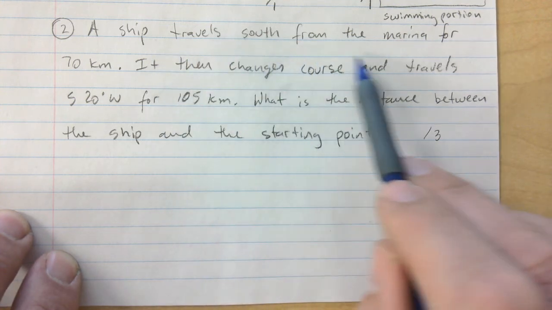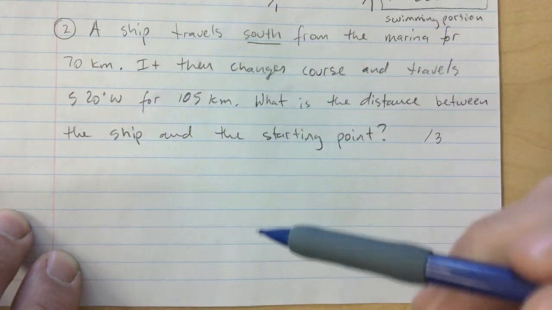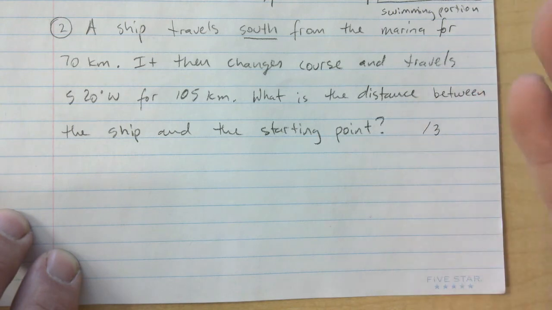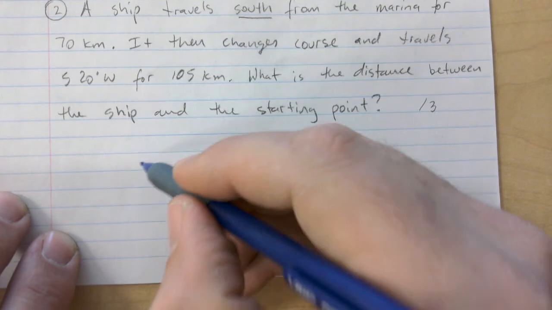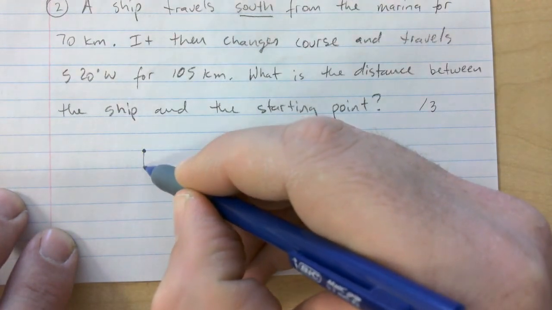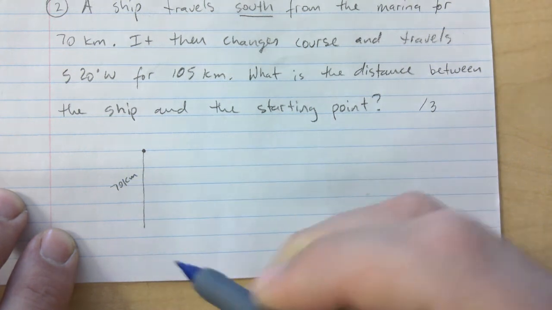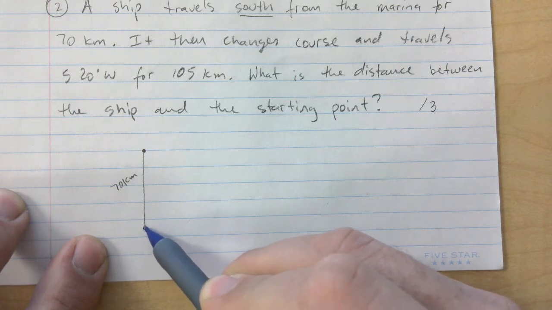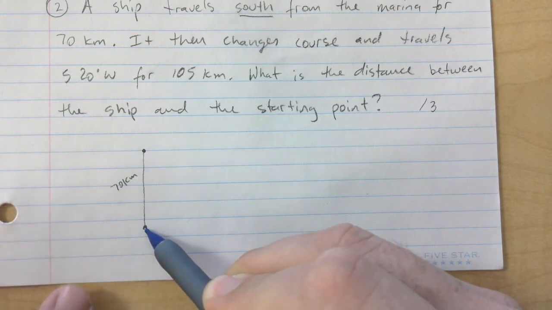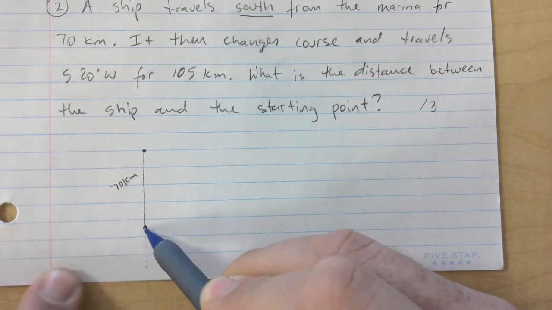A ship travels south from the marina for 70 kilometers. So that means you're going straight south, basically south 0 degrees east or west. So if you start here, that's your path for 70 kilometers. It then changes course south 20 degrees west. So from here, you're going south, so there's a west 20 degrees.